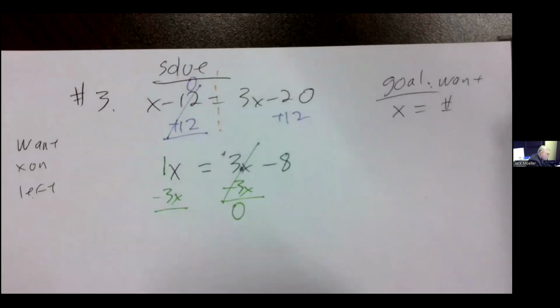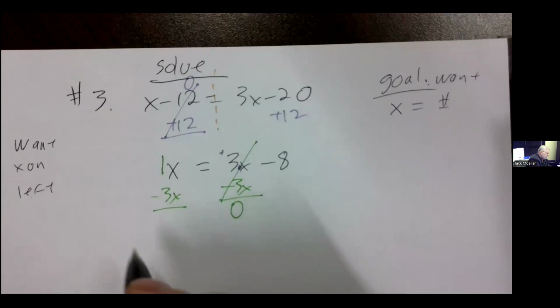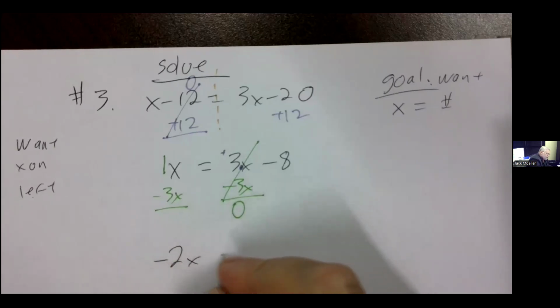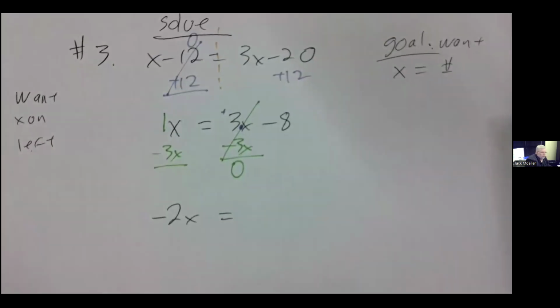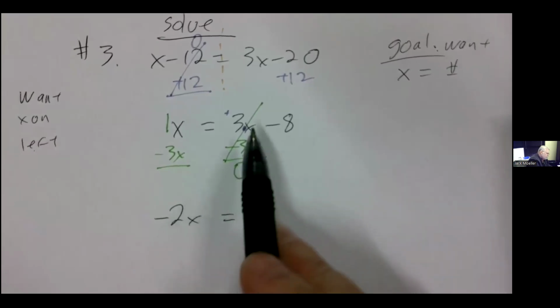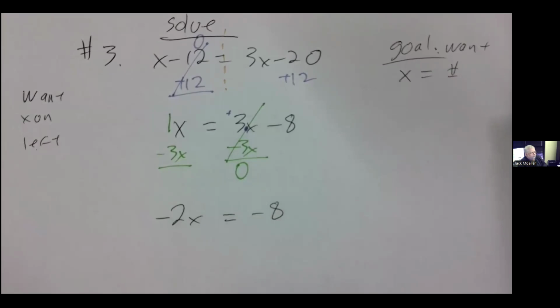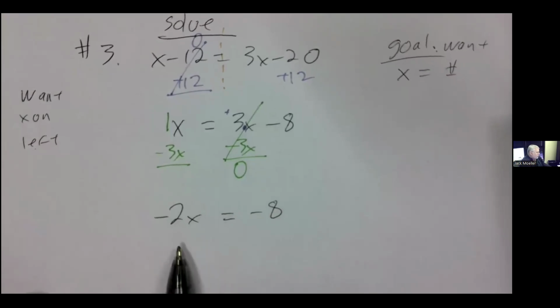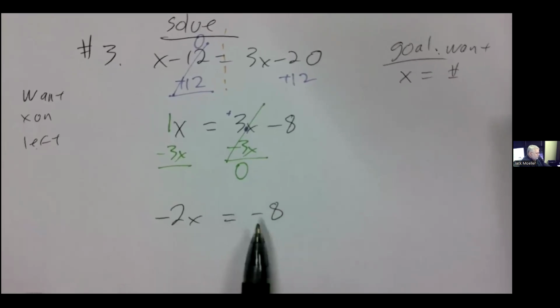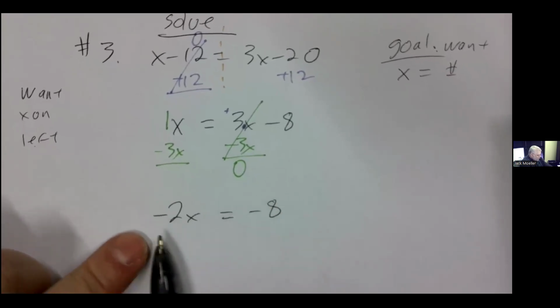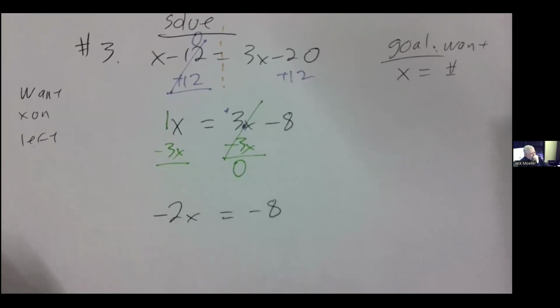So now 1x minus 3x is 2x, actually negative 2x. Negative signs are a very big source of mistakes when it comes to solving equations. And over here, we have negative 8. So now we're getting close, because now we've got our variable on one side, most of our numbers on the other, but now we're going to deal with the negative 2. So how do we get the negative 2 to the right-hand side?